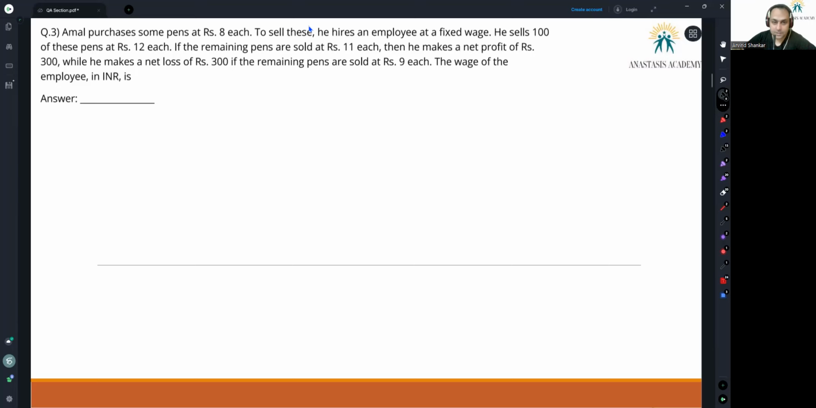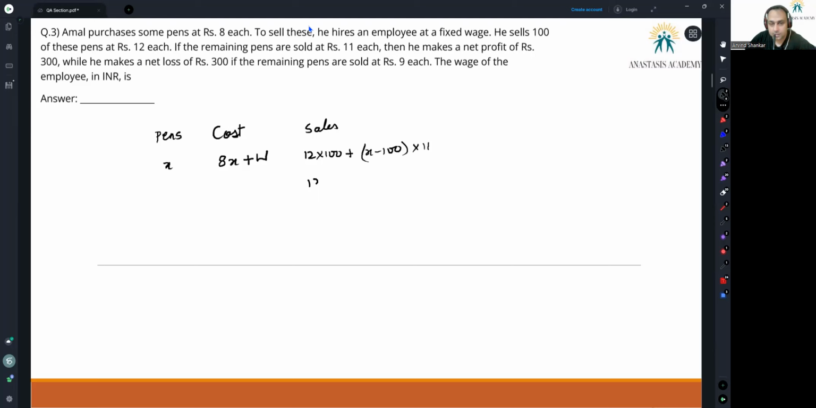Okay, two parts of this. First is, of course, the cost. But for cost, we also need to have a variable for pens. If there are x pens in total, his total cost will be 8x plus the wage that he pays to his worker. And his sales will be first 100 pens, he sells them at 1200. And in one case, he sells the rest of the pens, x minus 100, at the rate of 11.